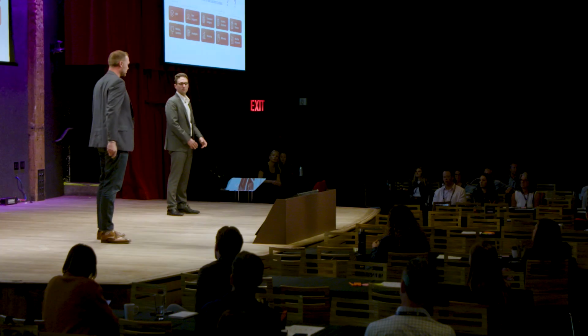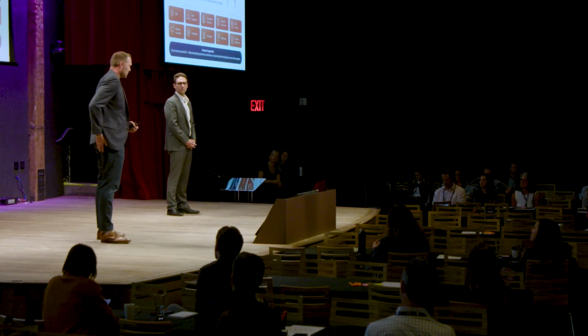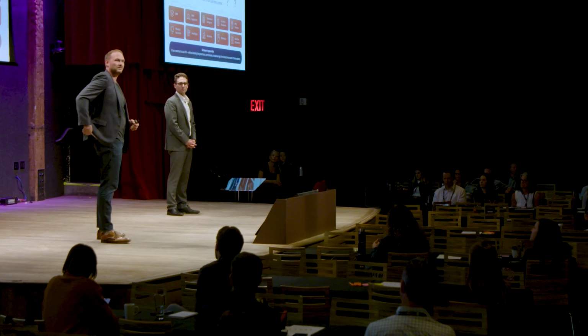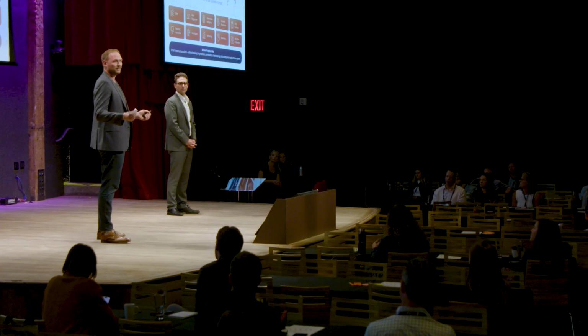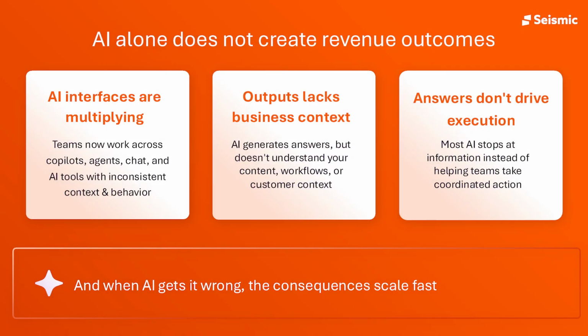Before we do that, I'll just sort of summarize, which is, AI doesn't replace all of this underlying business context and governance, but it does have to work across all of it. I mentioned this earlier, but just to put a slide to it, AI alone is not going to create revenue outcomes. Again, Rob talked about this a little bit earlier, and where I want to go specifically is when AI gets it wrong and the consequences that scale.